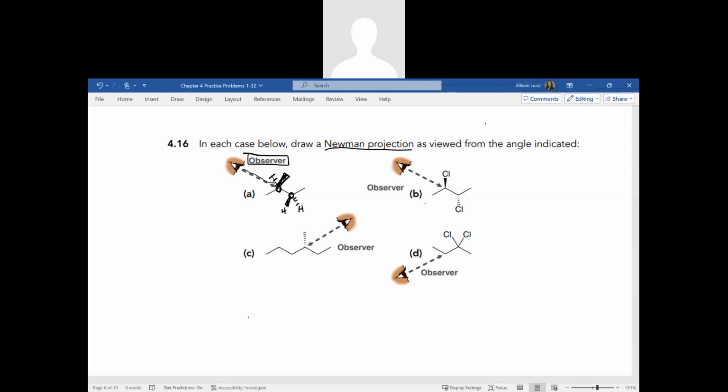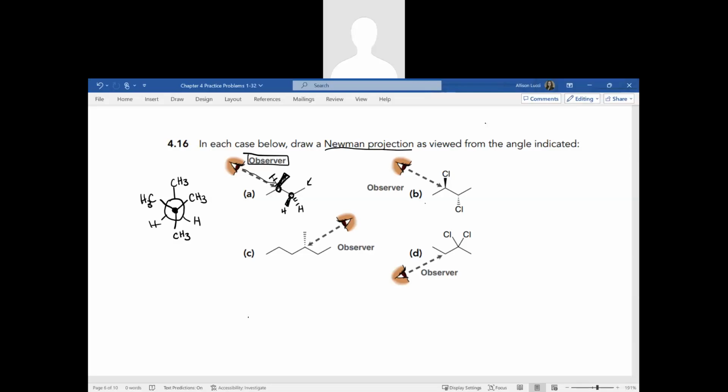Let's put our front carbon, right? So we have 1 up and to the right, 1 up and to the left here. And then we have our third methyl group pointing down. So this is our front carbon, and then we have our circle in the back. This is our back carbon. So we see this methyl group here, we would put pointing straight up. And then we have our 2 hydrogens pointing down to the left and down to the right.